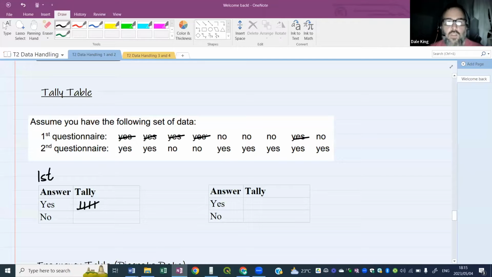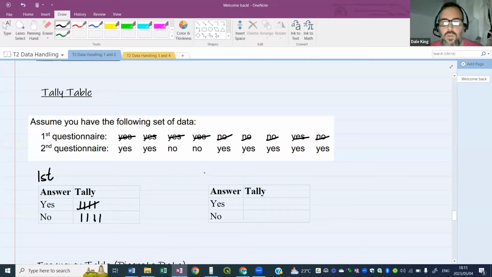And now we're going to do the no's. I'm going to cross out the no's as I count them. So 1, 2, 3, 4. All right, so I've counted all the values of my data set. Now I need to mark it down here on the tally. So 1, 2, 3, 4. Okay, so that's what it should look like for the first questionnaire.